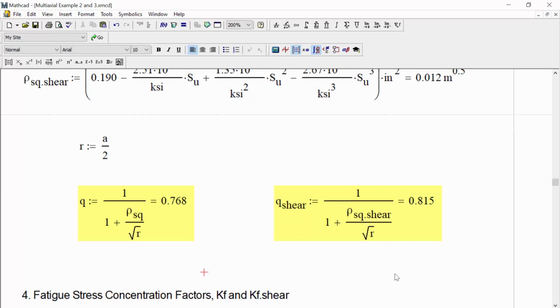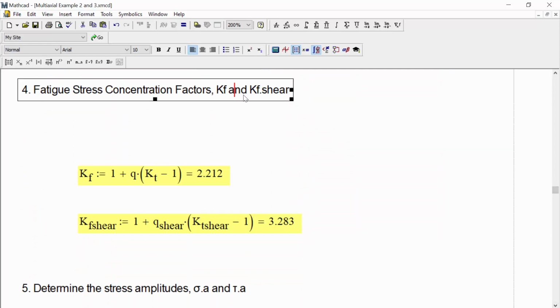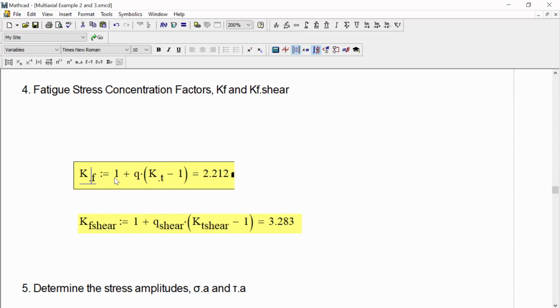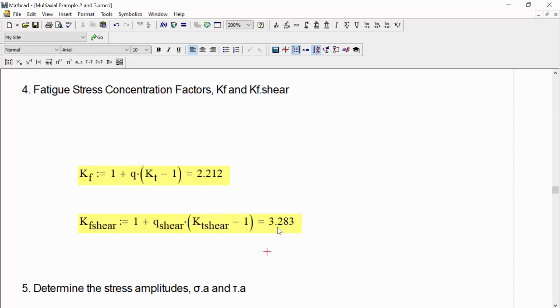All right. So now that we've got our notch sensitivity factors, let's calculate our fatigue stress concentration factors, KF and KF shear. KF can be directly calculated as 1 plus Q times, in brackets, KT minus 1. That gives us KF equal to 2.212. And KF shear has an analogous equation to that, which gets us 3.283. So these are the fatigue stress concentration factors in tension and in shear or torsion.